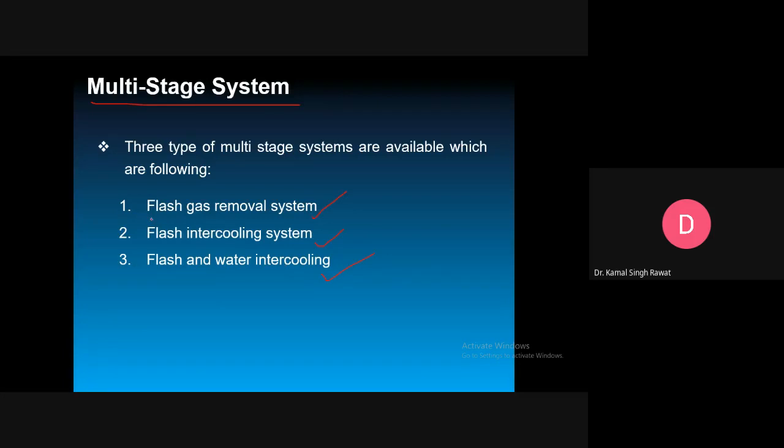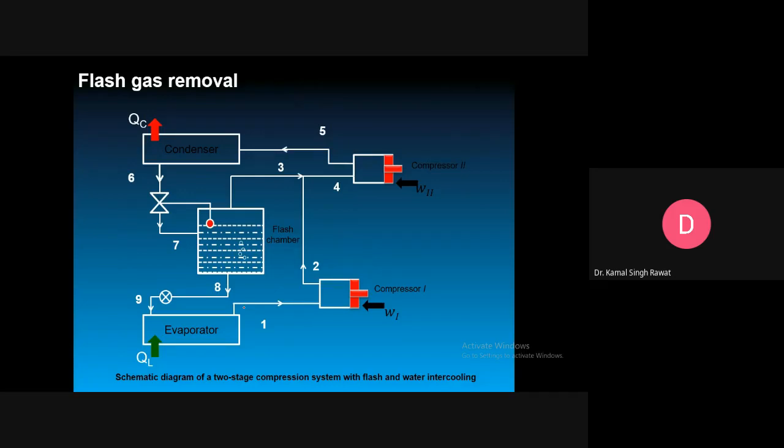So let's start with the flash gas removal. Okay, so this is the schematic diagram of the two-stage compression system with flash gas removal. Okay, so what happens in this system? In the system, we have a flash tank, and the saturated liquid coming out from the condenser is expanded into this flash tank at some intermediate pressure. So we have already discussed this.